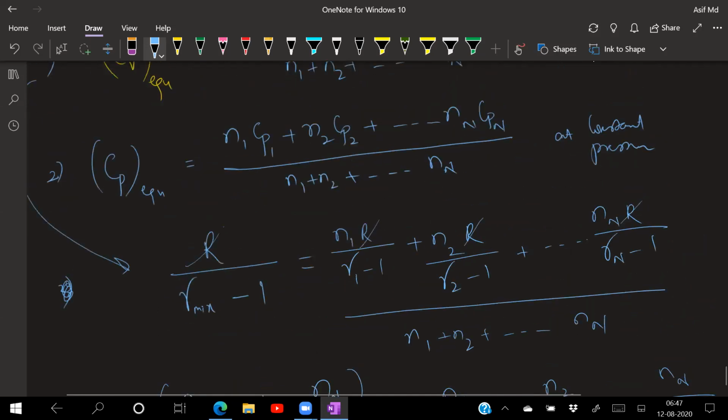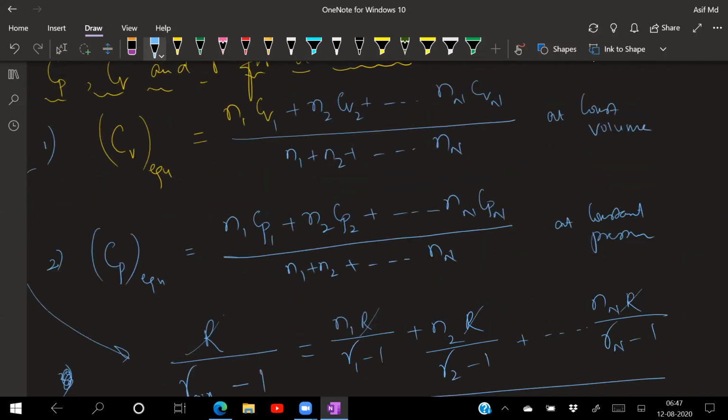Can I write like this? Your equivalent is equal to N1 into CV1. I've just written in terms of your gamma 1 and gamma 2 part of relation. So that is the gamma formula for the mixture, whatever you have got for the given condition. Or else if you need to write specifically in different forms, you can write it for the calculation purposes. While doing the numericals, that helps also for the given conditions.